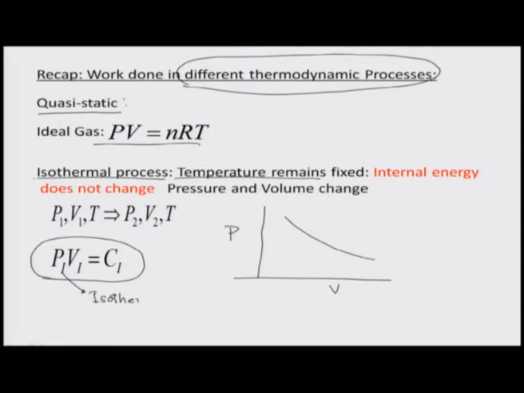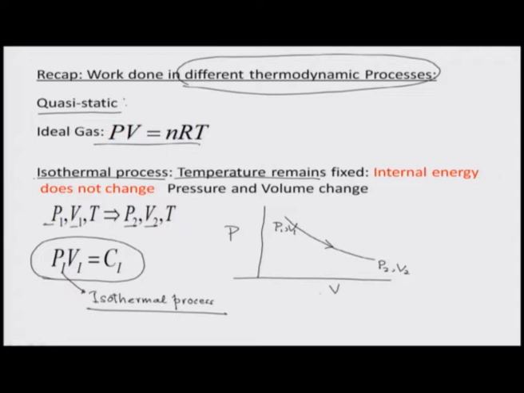This is very, very important: it is not the initial value, it depends on the process. So, in an isothermal process, PiVi is equal to Ci, which is equal to nRT. T is a constant, so this nRT is a constant which is denoted here by Ci. In an isothermal process, I am going from P1, V1, T to P2, V2, T.